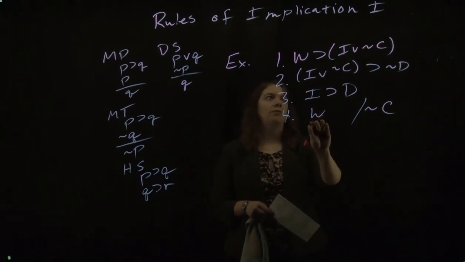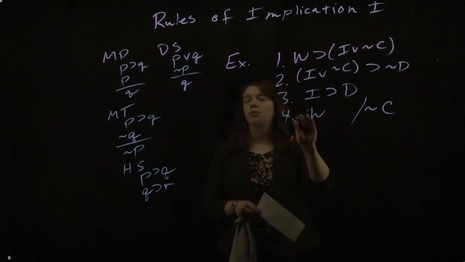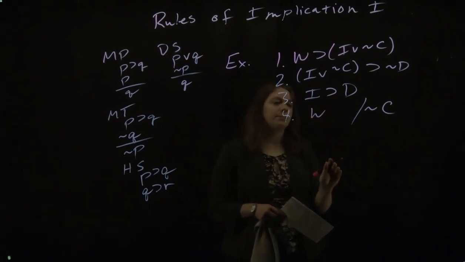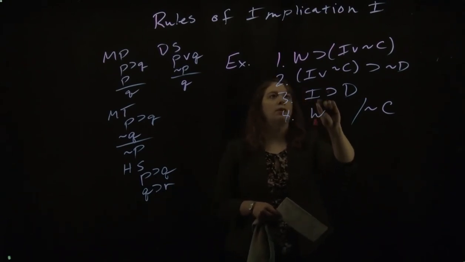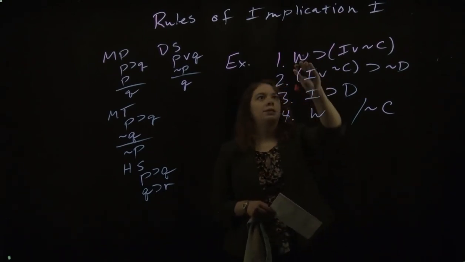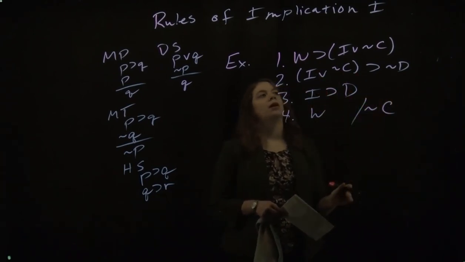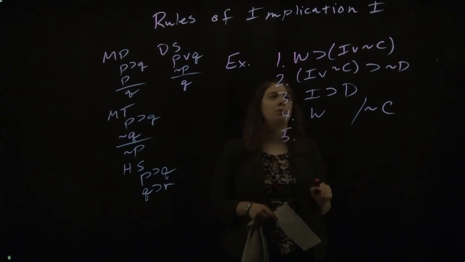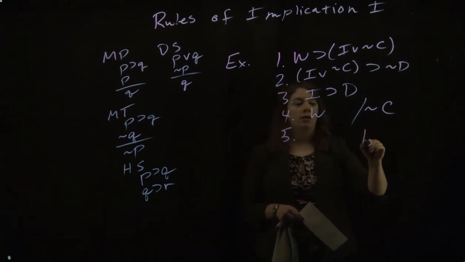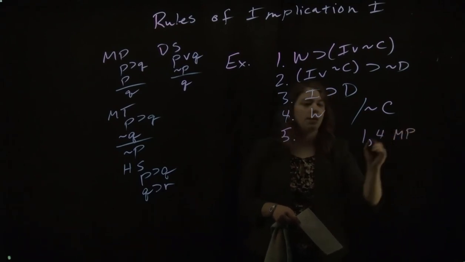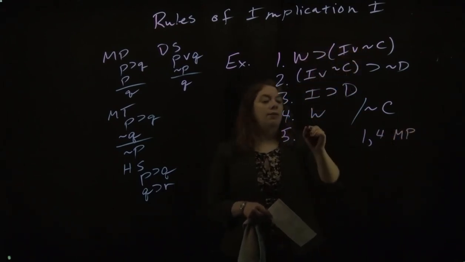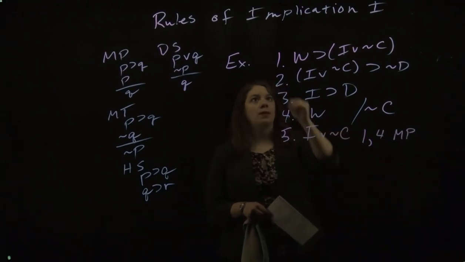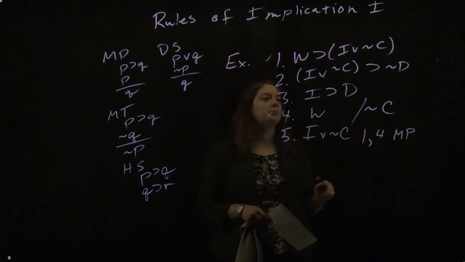Looking for our forms, oftentimes it helps to look at the lines where there's a single letter. What can that single letter do for us? Well, it's up here on line 1, and it's the antecedent of a conditional statement. So automatically we can say, oh, okay, we can use modus ponens here. By lines 1 and 4, using modus ponens, we can derive I or not C.